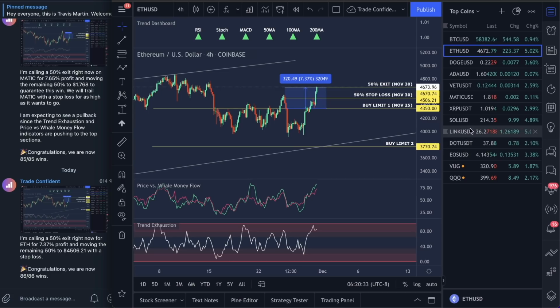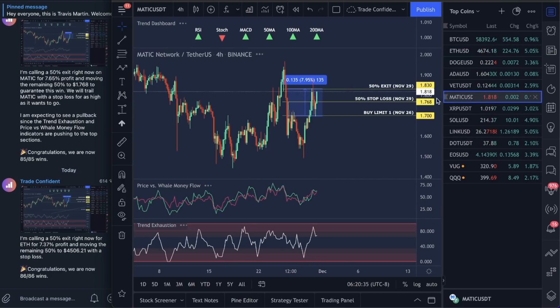Matic, this is the one that we ended up taking. Let me just pull up Matic real quick. Where'd you go? There it is. So we ended up exiting right here, and then we ended up having a stop loss here. We ended up hitting that. And so basically this trade is finished, and we're basically in the next buy limit waiting for that to be picked up.